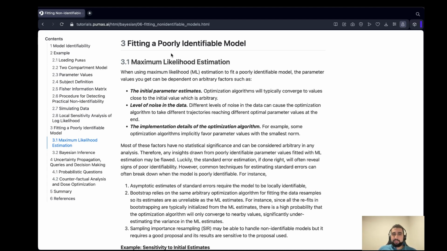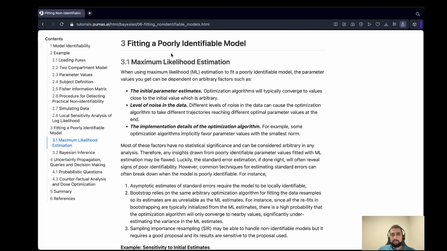But the problem is that this does not necessarily represent the entire diversity of possible values that could fit the data. And so if you try to draw conclusions from the values that you get, you might be making incorrect conclusions as a result.